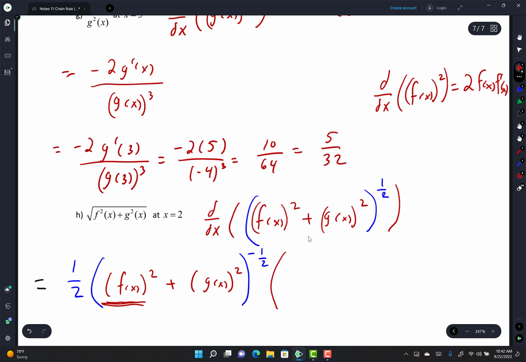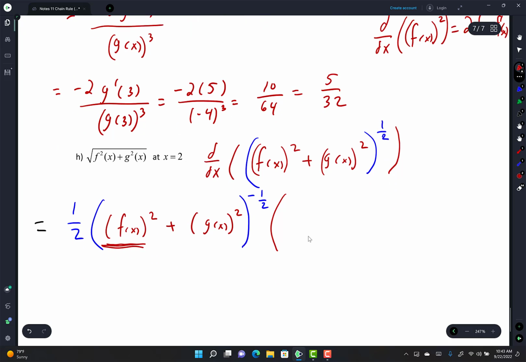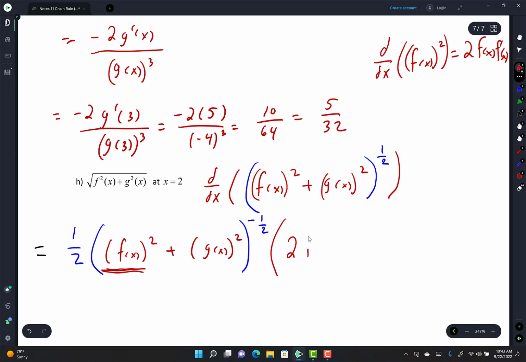Do you guys see that? So here we go. I'm going to write it as 2 f of x, leave the inside alone. If you want to put parentheses, you can, but it's to the power 1, so you don't need it, times derivative of the inside. Do you guys see that? Plus, and I'm going to do the same thing with the g. 2 g of x times g prime of x, close.